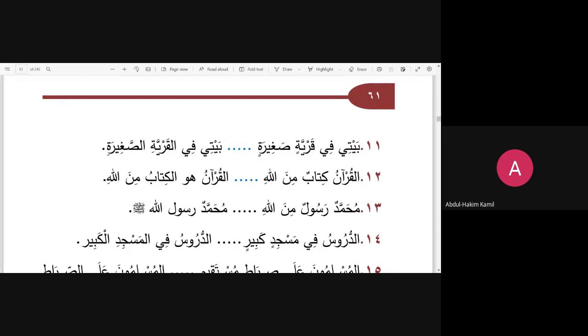Tayyib. Muhammadun Rasulullah. Or you can say Muhammadun huwa Rasulullah, sallallahu alayhi wa sallam. Ad-durusu fi masjidin kabirin. The classes are in a big masjid. الدروس في المسجد الكبير.